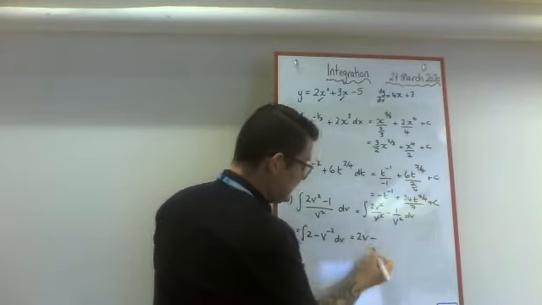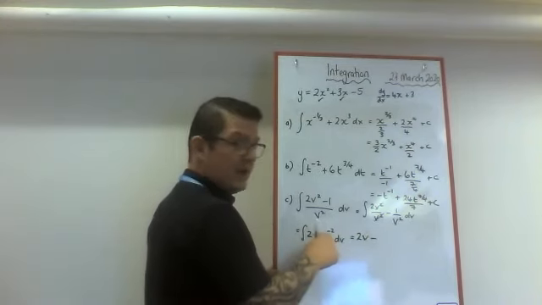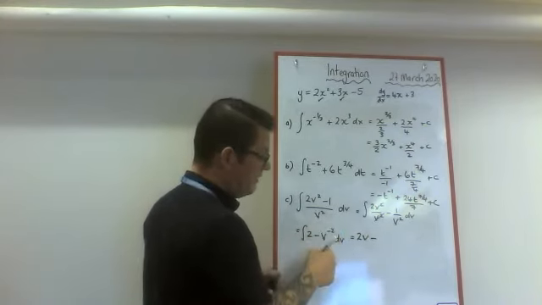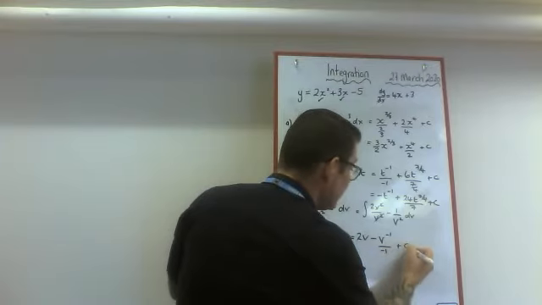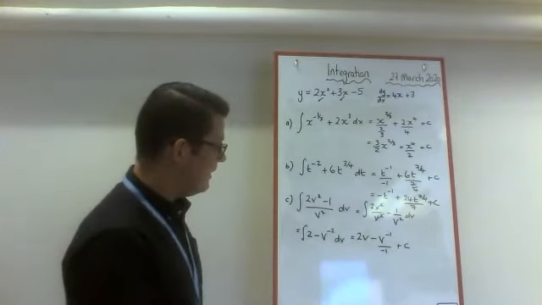And then you've got the negative there. This v to the minus 2, add 1 to the power, divide by my new power, so it becomes v to the minus 1 divided by minus 1, and then I just remember to add a constant of integration on there, c.